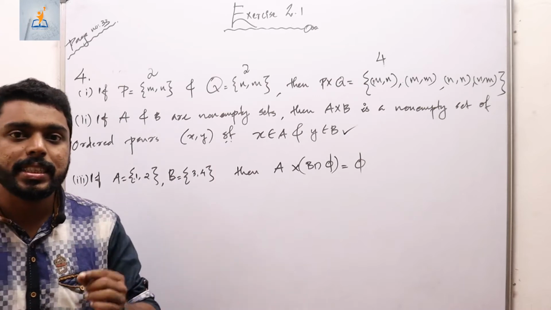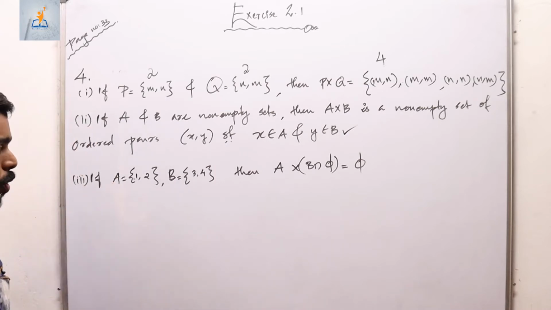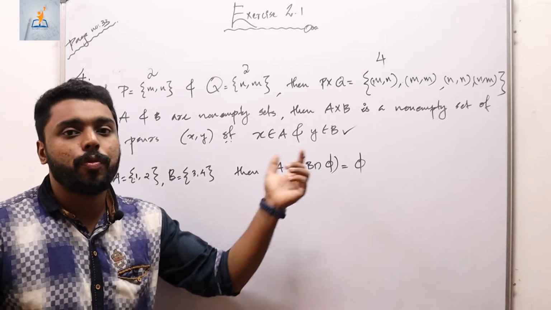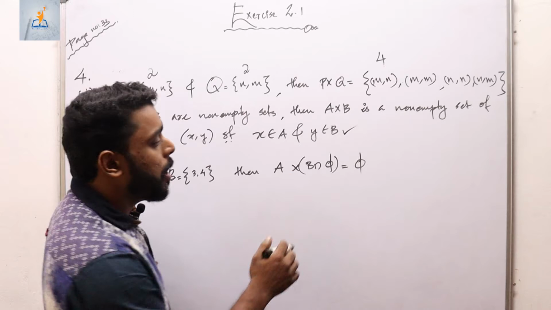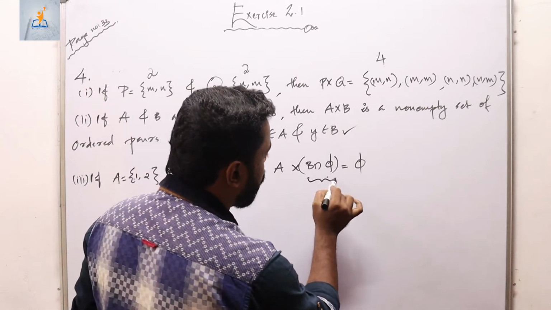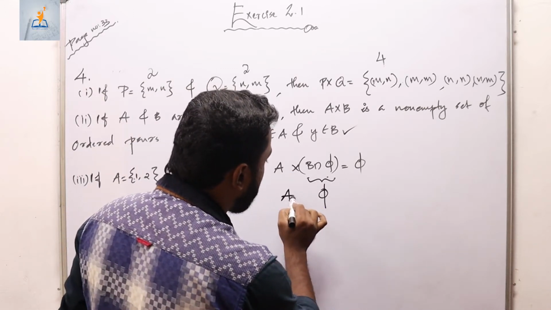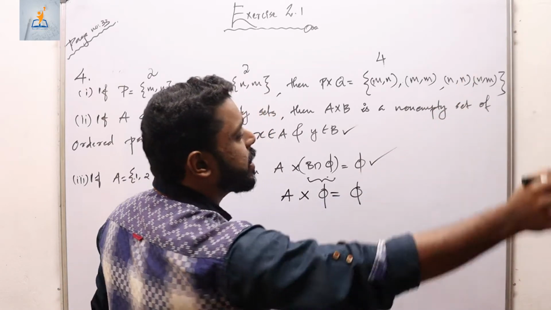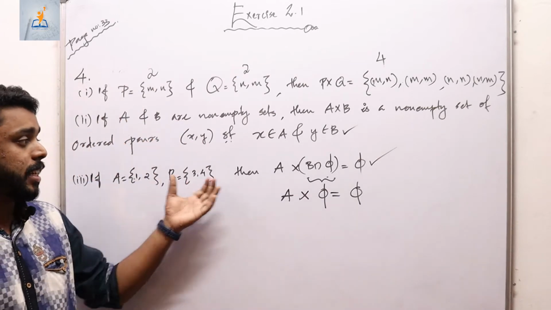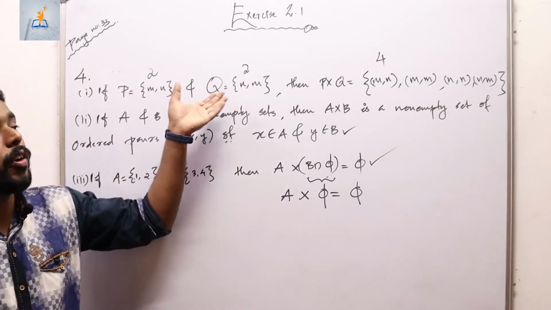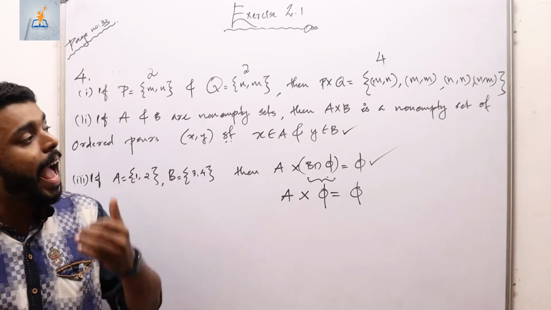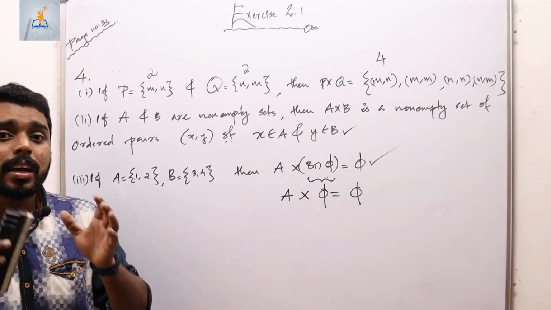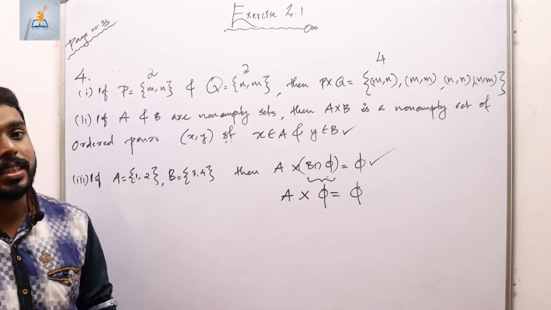Now coming on to the third one. If A is equal to {1, 2} and B is equal to {1, 3, 4}, then (A cross B) intersection phi is equal to phi. We know that any set intersection phi will be phi, and A cross the null set will definitely be phi. So this given statement is true as it is given. So the first statement was the only wrong statement, and we corrected it, and the rest of the two statements are true as given.